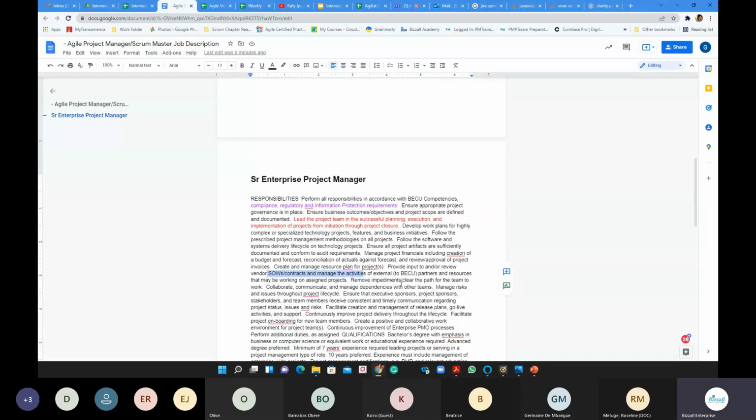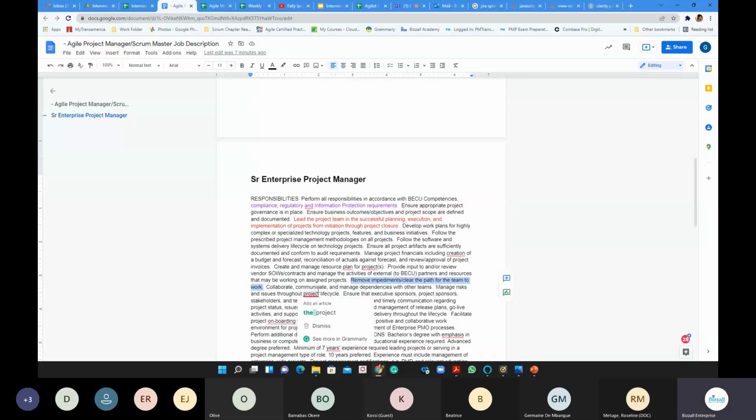Remove impediments, clear the path for the team to work. Absolutely, you have to make sure that you clarify whatever it is. Like I was telling you, somebody needs a licensing, you have to give them. Somebody needs access to the server, you have to make sure that they have access to the server. Somebody is sick, you want to make sure that the team is okay, or you want to maybe replace them if they are taking a long break. A lot of things can happen.